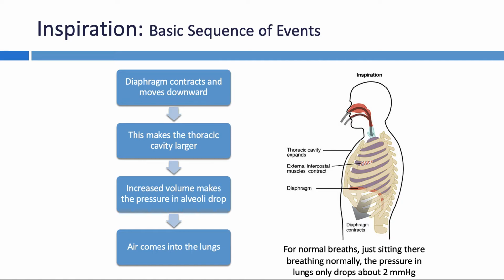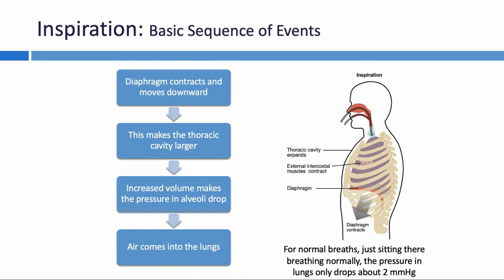The basic sequence of events is that the diaphragm is going to contract and move downward. So the diaphragm sits here up under the lungs within the rib cage. It's going to move downward. This is going to make the thoracic cavity bigger. The increase in volume is going to make the pressure in the lungs and the alveoli drop, and air is then going to come into the lungs because the pressure in the lungs is lower than the pressure in the atmosphere. You can see underneath the diagram for normal breaths, just sitting here, breathing normally like you probably are now, the pressure in the lungs only has to drop about 2 millimeters of mercury to make air come in.